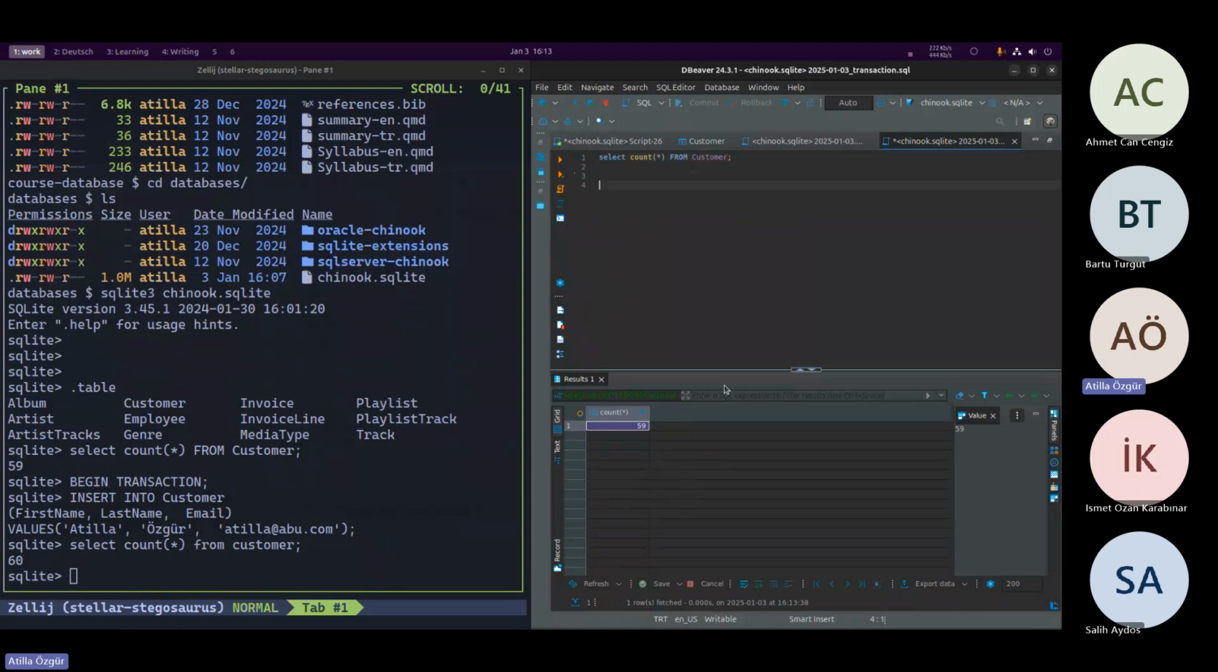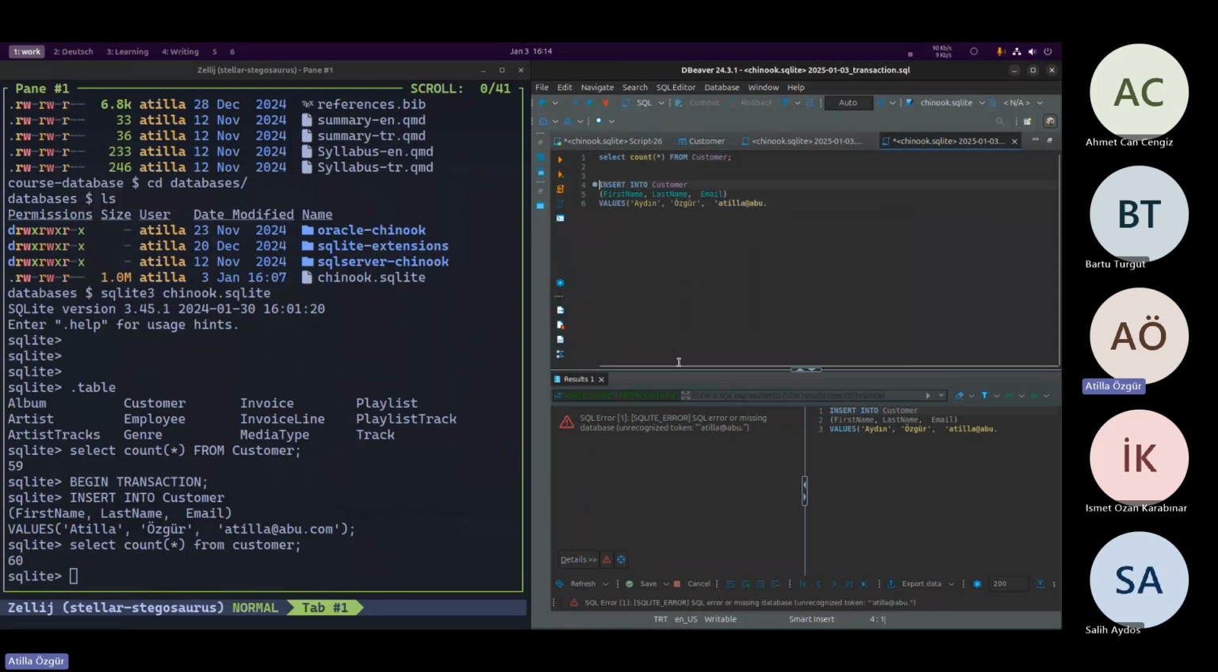Since I am working with the customer, let me put this information again here. Instead of Attila, let me put Aydın Özgür and insert into and start here. Okay, and run this query. It is waiting, and a little bit later, it will give me an SQLite view.